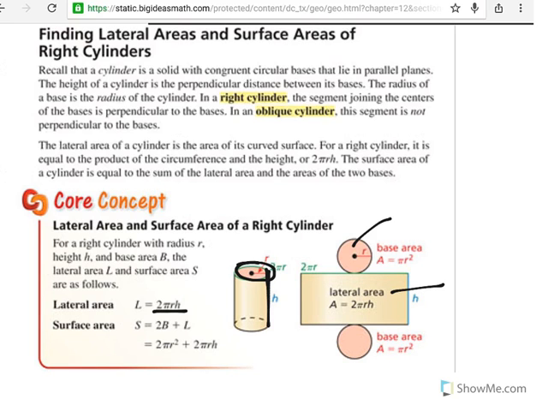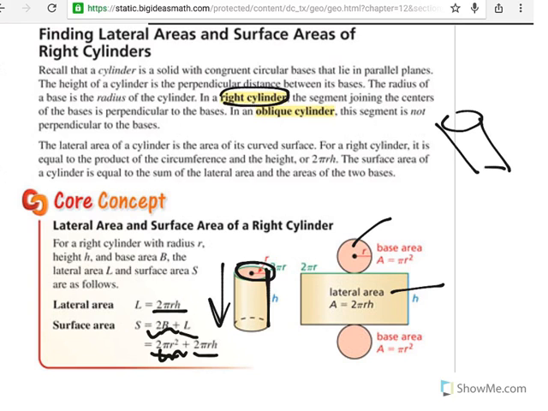And then our surface area is going to take our 2 bases plus our lateral area, which we can actually replace with pi r squared for our base area. So our surface area formula for a cylinder is 2 pi r squared plus 2 pi r h. One other thing, a right cylinder means it's standing straight up and down. Oblique cylinder means that it's going to be kind of lopsided.